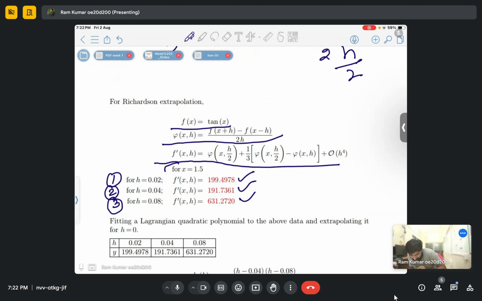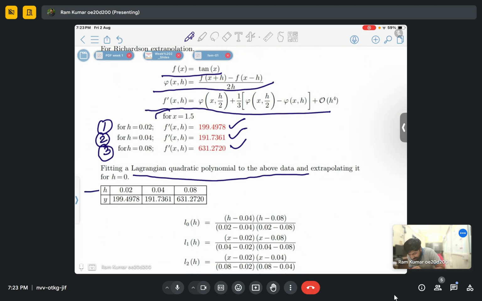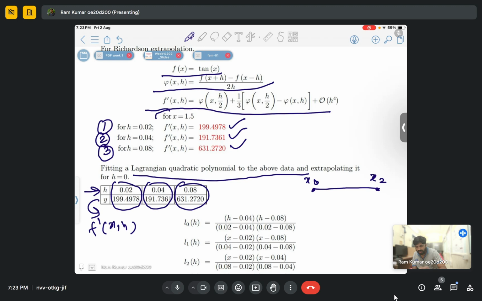Now by using this Lagrangian polynomial, we are going to fit this and extrapolate this data for h equal to 0. So this is our h and this is our f dash x comma h. For h equal to 0, we got 199.4849. This will be for 0.04, this will be 0.08. Now, as I told you, we have x1 and x2, or we will say x node. It will be good if we call it x node. So this is x1. And if I want to write L node x, then L node x will be x minus x1 divided by x node minus x1.